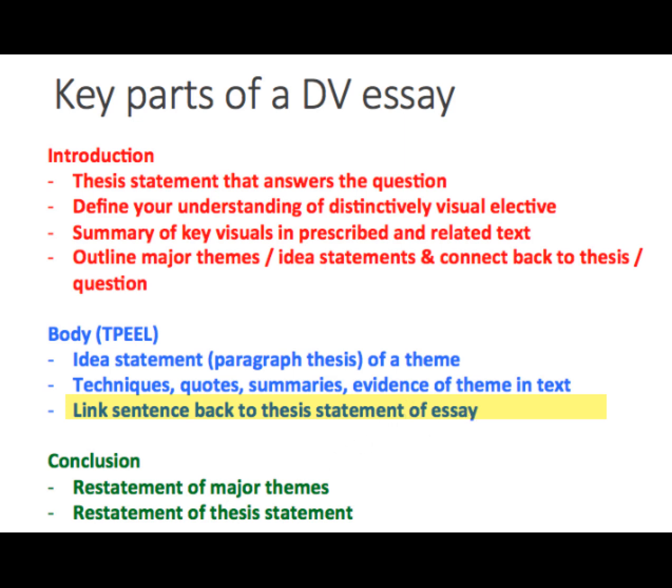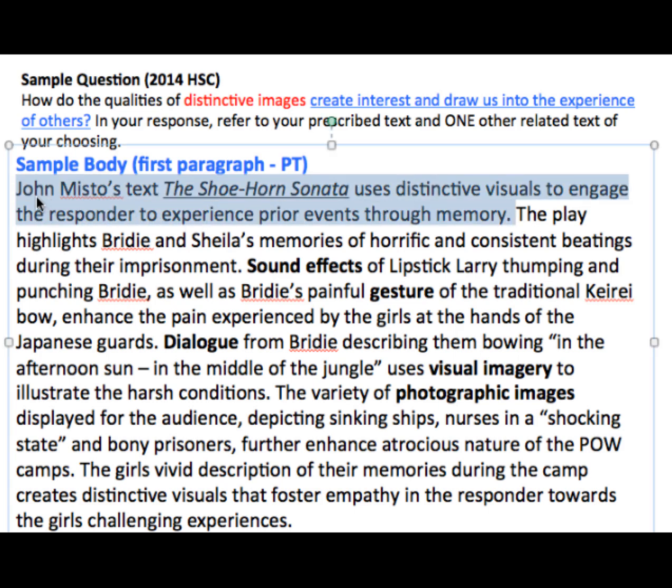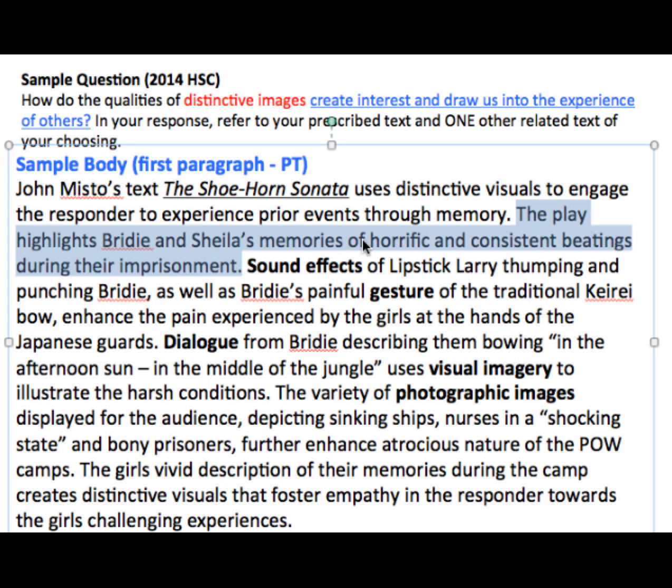So if we go back here, we've got the thesis statement, which is telling me about the theme I'm going to be talking about in the paragraph. So in this case, it's through memory. Here I've got my point sentence, which is all to do with how the play highlights the horrific and consistent beatings during their imprisonment. So all the evidence that I'm going to address after this is going to detail horrific and terrible experiences for Bridie and Sheila in the play.